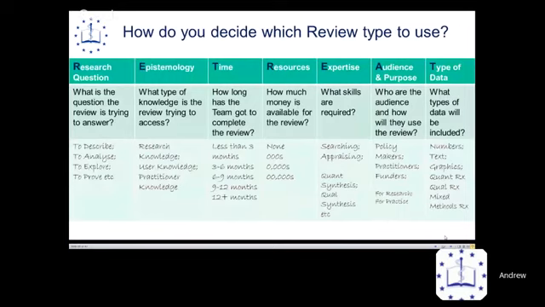So how do you decide which review type to use? Many of you will know that I love my acronyms, and here we have one, RETREAT. The factors that determine which review type to use are RETREAT: research question, the epistemology, in other words, the type of knowledge, the time, the resources, the expertise, the audience and purpose, and the type of data. So take-home message number 3 is think RETREAT when you're deciding what type of factors you take into account for your review choice.